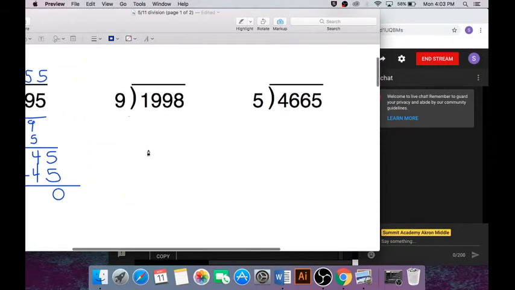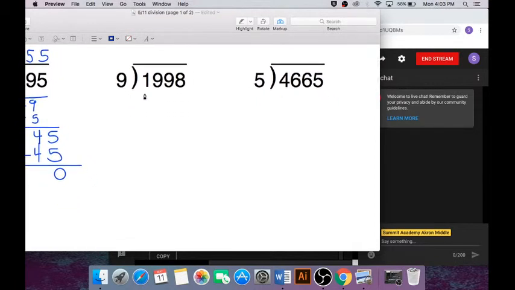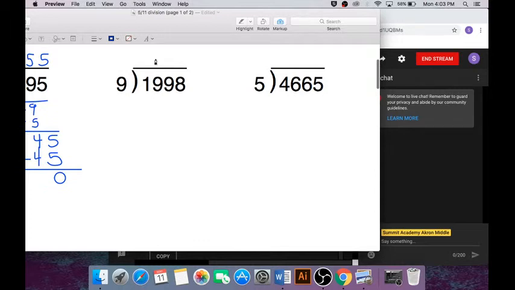Our next one is we're going to divide 1,998 divided by 9. 9 doesn't go into 1, so we're going to move over and see how many times 9 goes into 19 without going over. That's going to be 2. 9 times 2 is 18. 19 minus 18 is 1. And then we're going to bring down the 9.